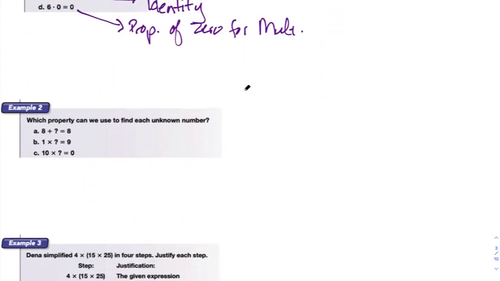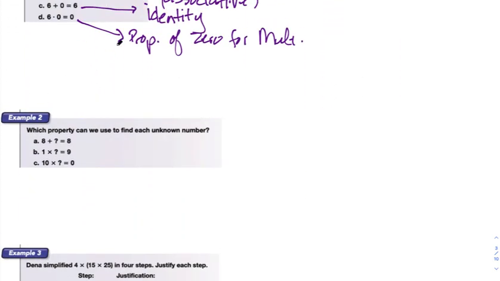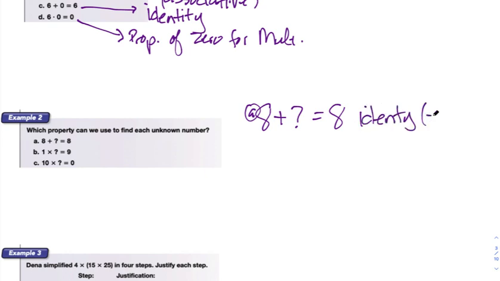All right, so which property can we use to find the unknown number? So we've got 8 plus something is equal to itself. You know that's 0. The property that's being used here is the identity property. We know that when we're adding to get the same number on the other side of the equal sign, we're going to add 0. So this one would be the identity property for A. This next one is really the identity property for addition.